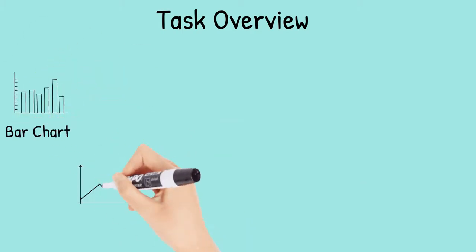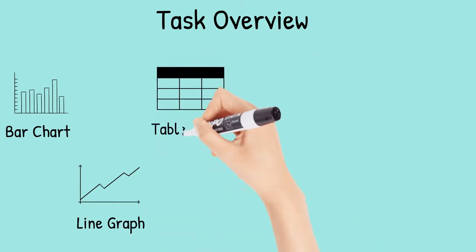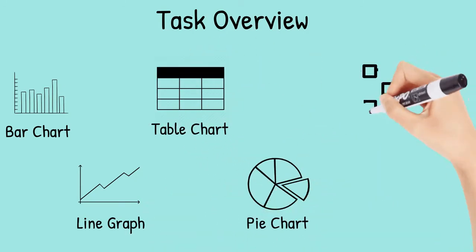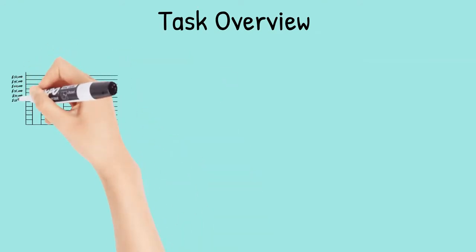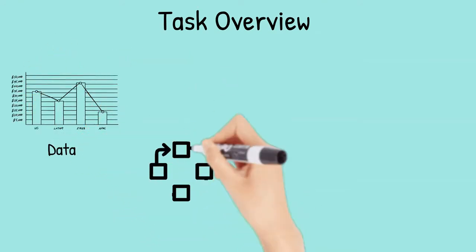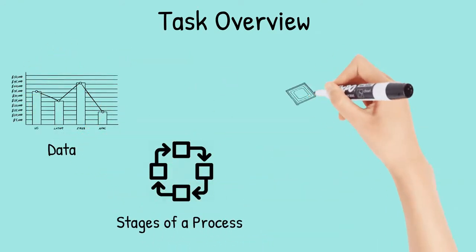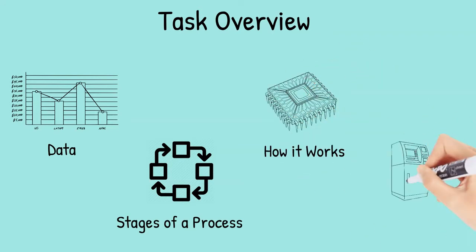Now let's look at the task overview. You will be presented with one of the following graphics: a bar chart, a line graph, table chart, pie chart, process diagram, map, or multiple graphs. You're required to write a short report about the main features. For example, you may be asked to summarize data, describe the stages of a process, explain how something works, or describe an object or event.